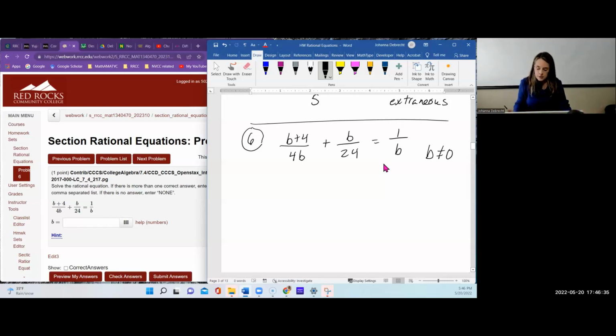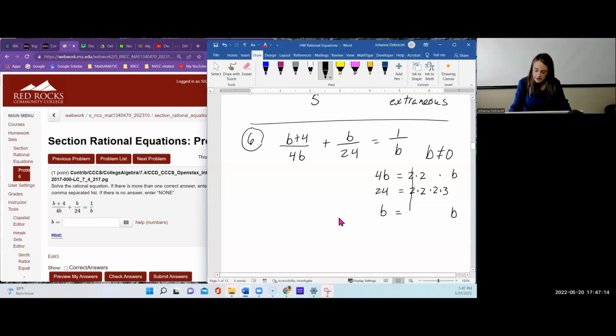B cannot be 0. Now we want to build our lowest common denominator. My denominators are 4b, 24, and b. To build the 4b, I'm going to write 2 times 2 times b, leaving space for other numbers. For 24, I can think of it as 4 times 6, which would give me 2 2's again for the 4, times 6 would be, well, another 2 and a 3, but no b is necessary. For the last one, I just need 1 b, which I line up under the other b.